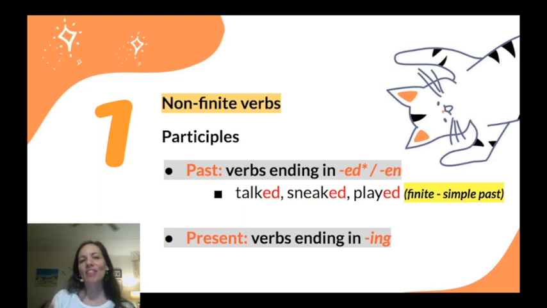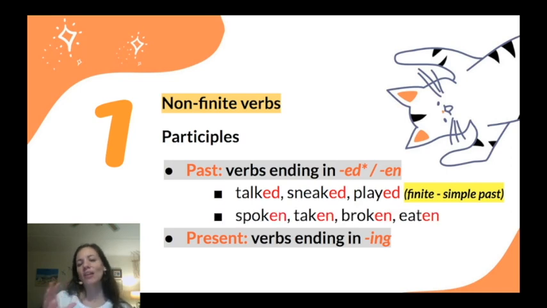And you'll see more about that in the tense video. For now, what you need to understand is that verbs ending in ed can both be finite and non-finite, and you actually need to look at the sentence to decide which one it is. But this one can do a little bit of both. There is another kind of past participle, and that's the ones ending in en, things like spoken, taken, broken, eaten, and these can only be past participles. So they cannot transform to be finites as well.